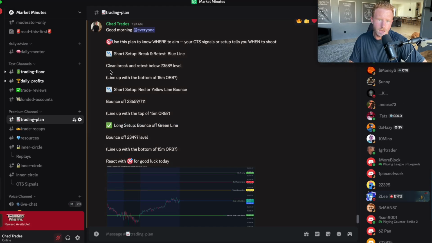As you can see, I had three different trade ideas I wanted to take. The first one was a short setup, a break and retest of my blue line, the 23,589. Next setup was a short setup of my red or yellow line. This is 23,659 or 711. And then we had a long setup, a bounce off the green line, which is basically this 497 area down here.